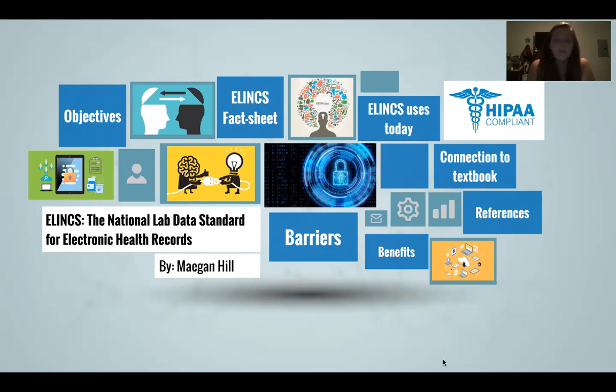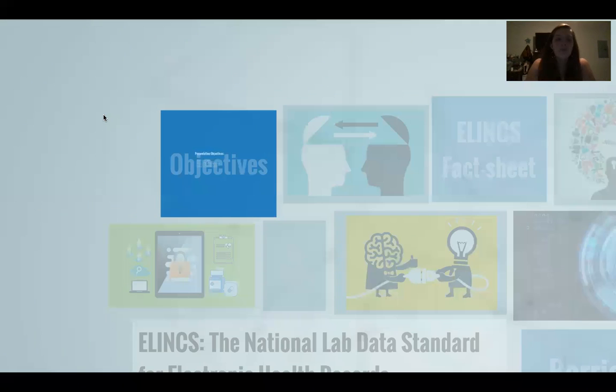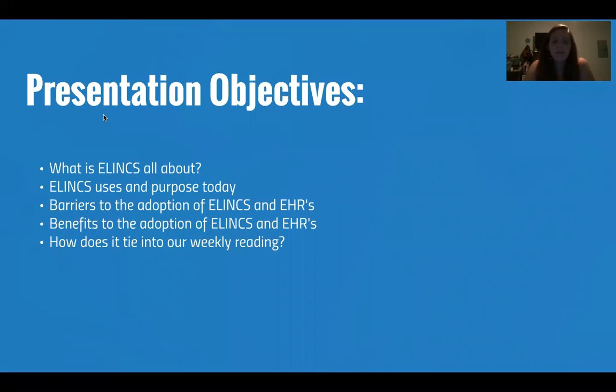Today I'm doing my reading presentation over the ELINX, the National Lab Data Standards for Electronic Health Records. So I'm going to go ahead and get right into it. My objectives today are going to be over what it's about, the ELINX uses today, the purposes for it and what they do, the barriers, the benefits, and how it tied into our readings for the week.